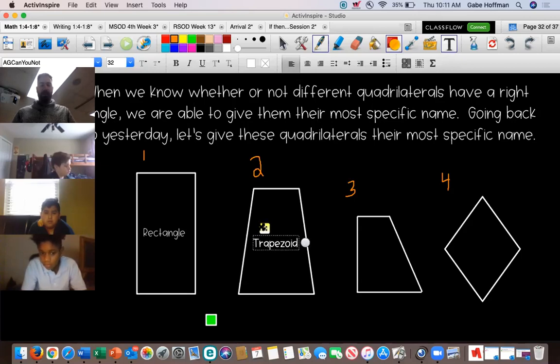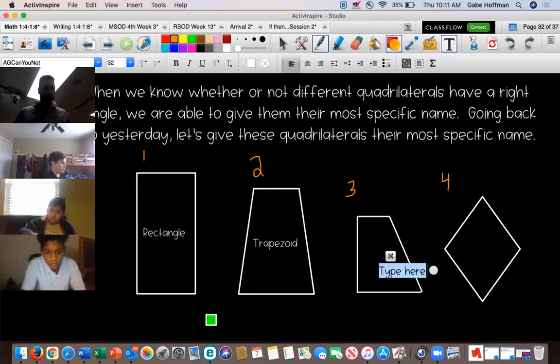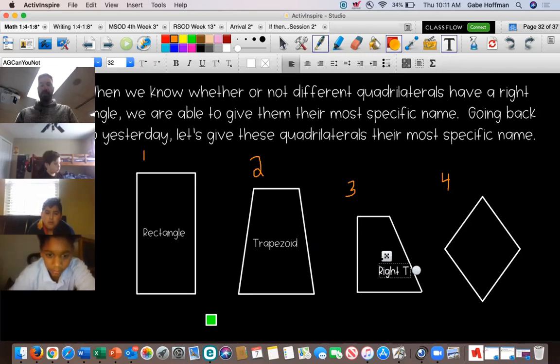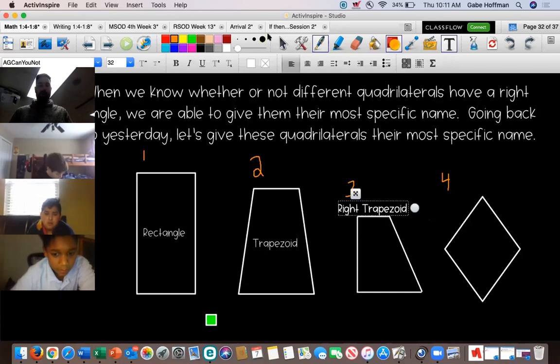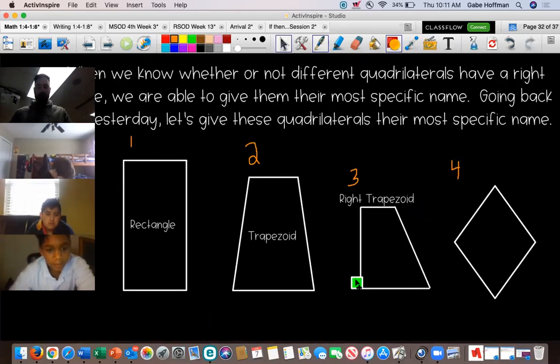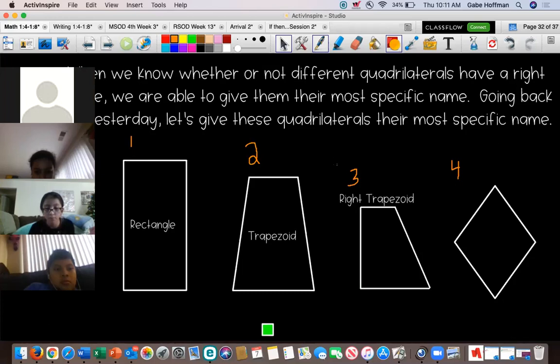Clay, what did you say for number 3? I said it was a... I got the last name wrong, but if I didn't get it wrong, it would be a right trapezoid. Very good. Right trapezoid. And that's one where we need to test it, right? If we look, we take that little square and we can test, does it have a right angle? Fits perfectly, so yes. And that last one, Alex J, what'd you say number 4 was?